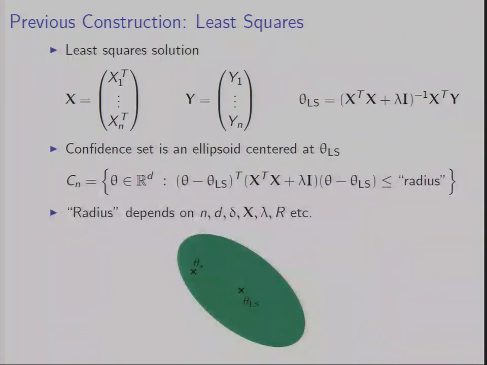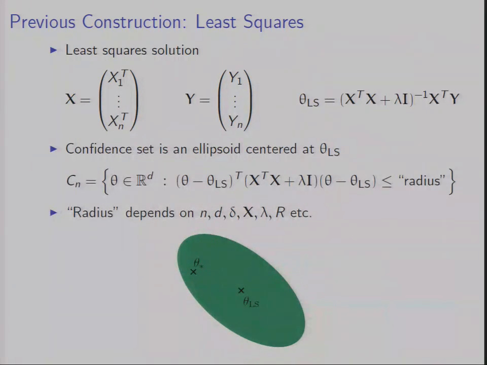Okay. So what are the previous constructions? Basically what people do is the following. They stick these x's into a matrix, they stick the y's into a vector, and then they simply solve a system of linear equations, and they obtain a least squares solution. And then around that least squares solution, they build an ellipsoid, and essentially the shape of the ellipsoid is determined by the covariance matrix of the data. So basically that's our confidence set.